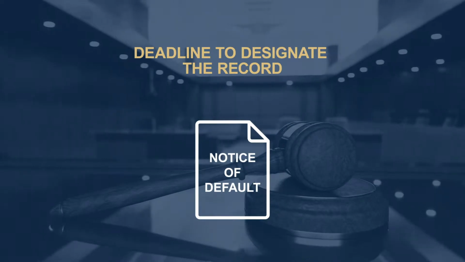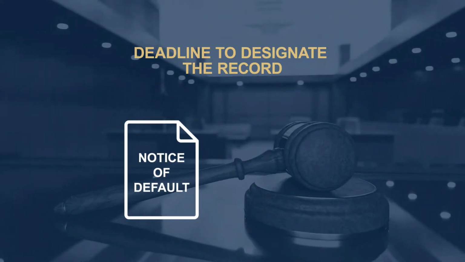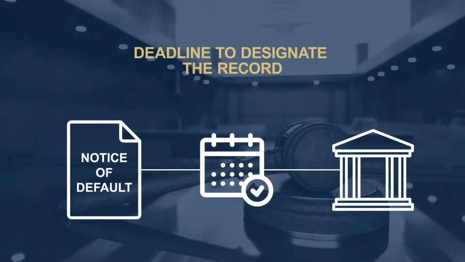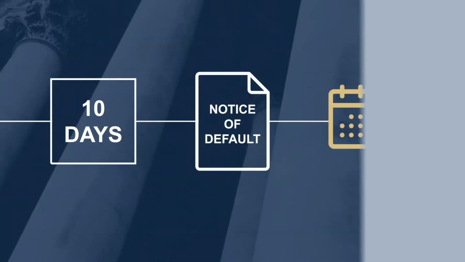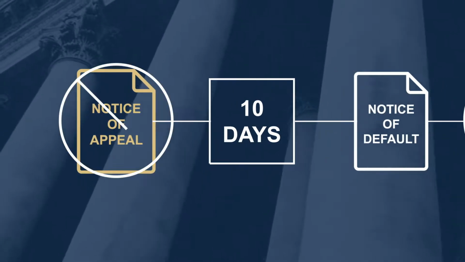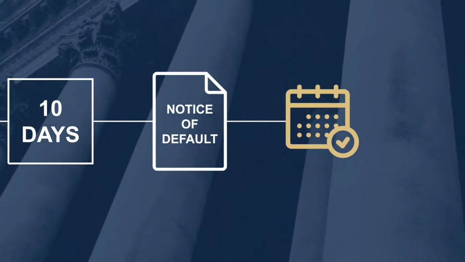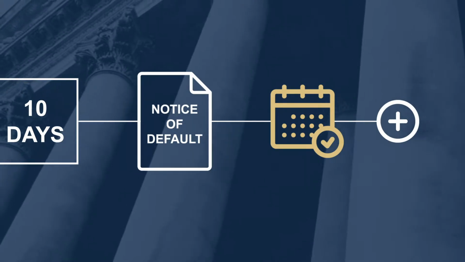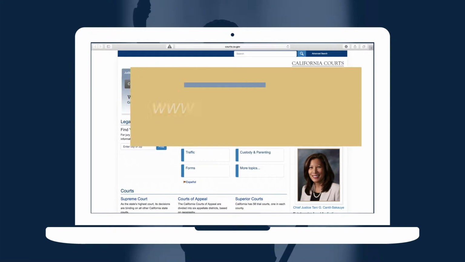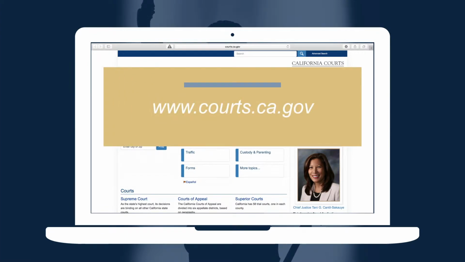Either way, if you receive a notice of default, it is best to meet the deadline in the notice because the trial court cannot give you any more time to designate the record. If you miss the deadline in the notice of default, your appeal may be dismissed, or you may be able to apply for an extension with your Court of Appeal, but they do not have to grant your request. You can find information on our website about how to file your notice designating the record with the trial court and how to serve a copy to other parties in your case.